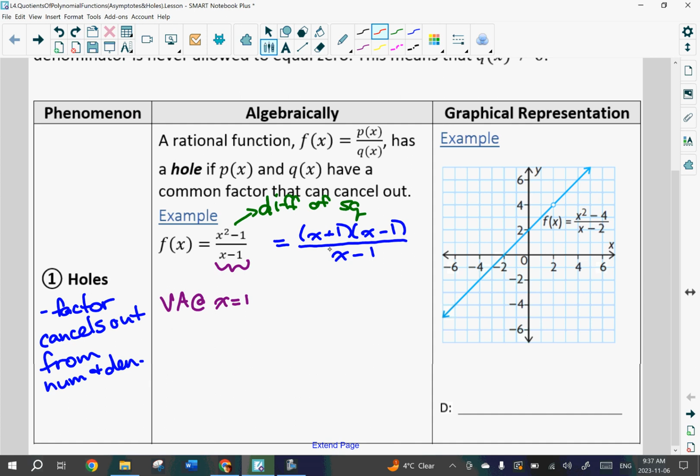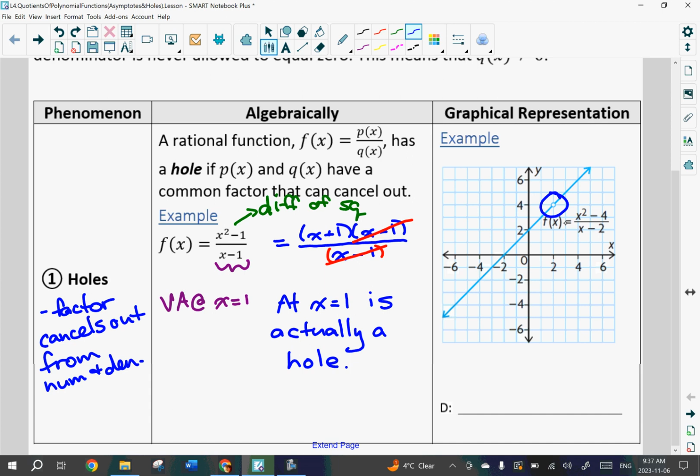Because there's a factor in the denominator that can cancel out with one in the numerator, x equals 1 is actually a hole. It doesn't change anything about your domain. You still say x can't equal this value, but it does change the graph from being something that looked really crazy to being a linear graph with a hole, literally a hole. You can see it over here. A hole exists at a specific value.